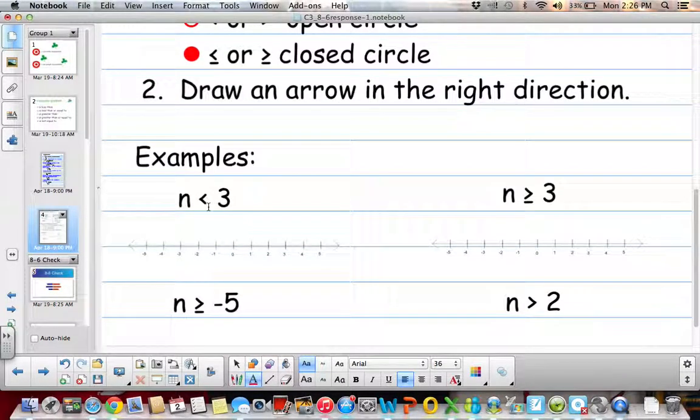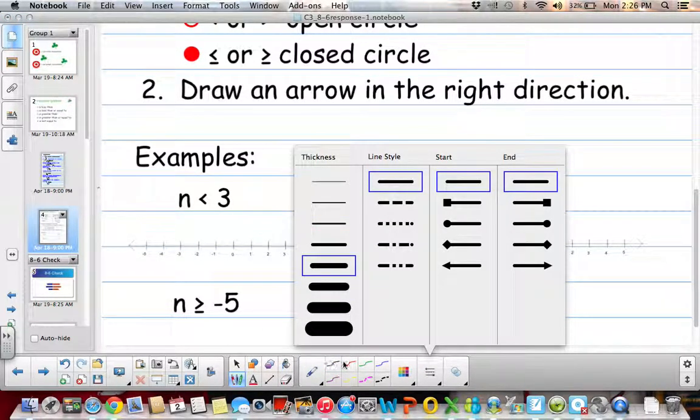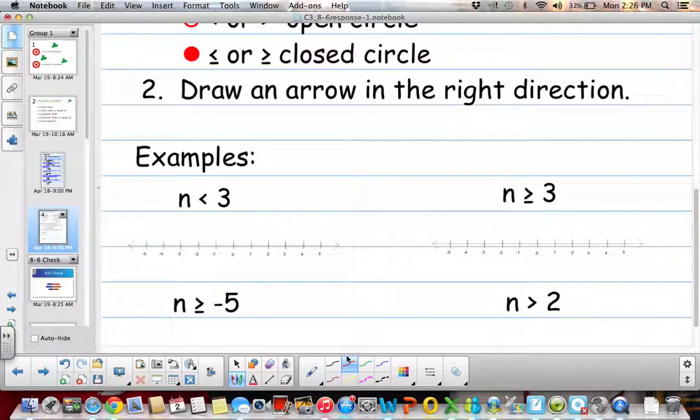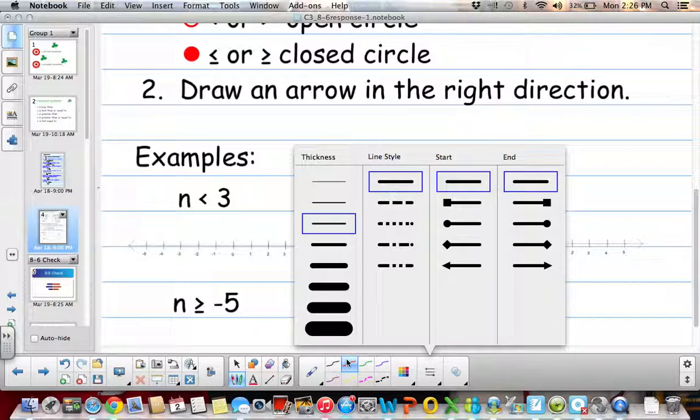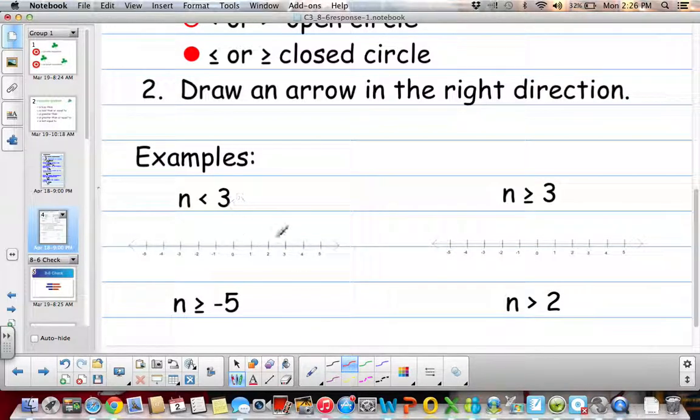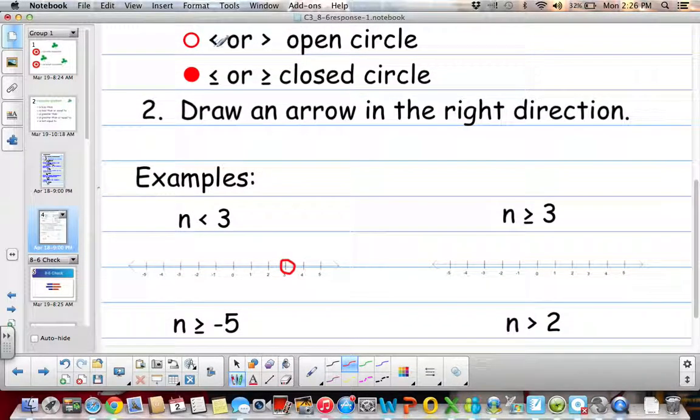So we have n is less than 3. Our first step is we put a dot on the number. We find 3, and we put a dot. Now I decide if it's open or closed. It's open if it's less than or greater than. This is less than, so we're going to use an open circle. And then n is less than 3.